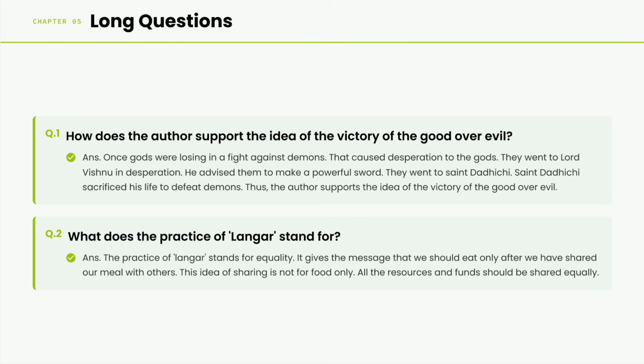Question 2. What does the practice of langar stand for? Answer. The practice of langar stands for equality. It gives the message that we should eat only after we have shared our meal with others. This idea of sharing is not for food only. All the resources and funds should be shared equally.